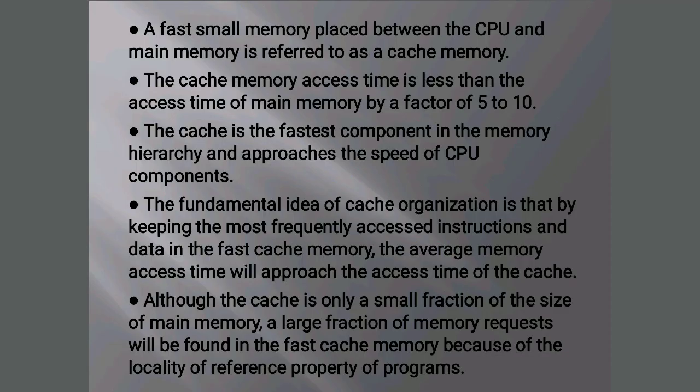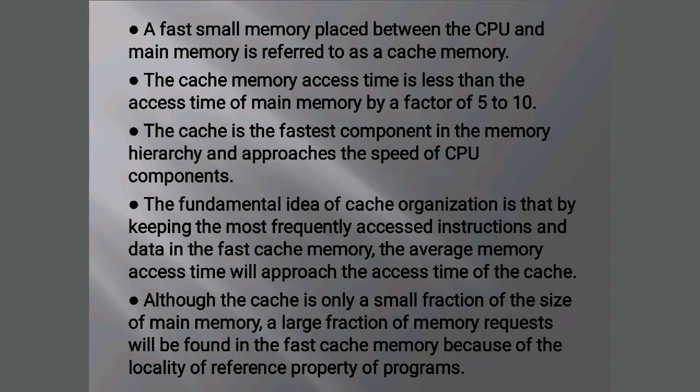A fast small memory placed between the CPU and main memory is referred to as a cache memory. The cache memory access time is less than the access time of main memory by a factor of 5 to 10. The cache is the fastest component in the memory hierarchy and approaches the speed of CPU components.